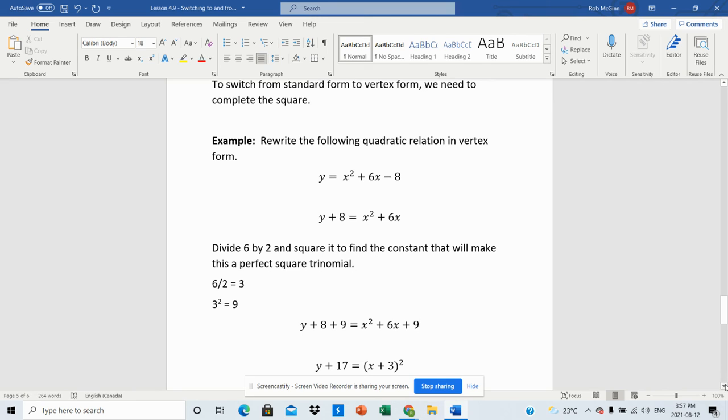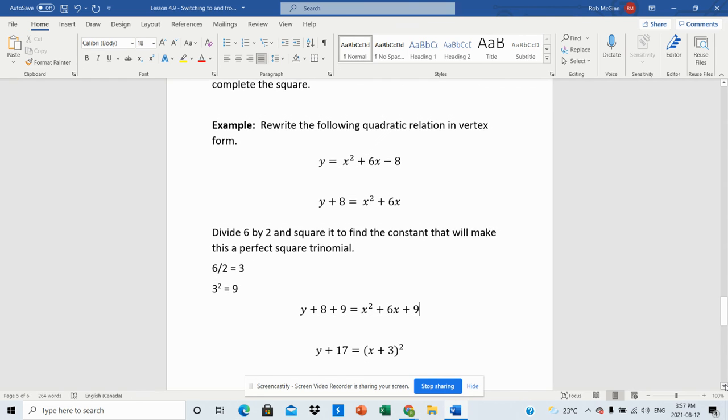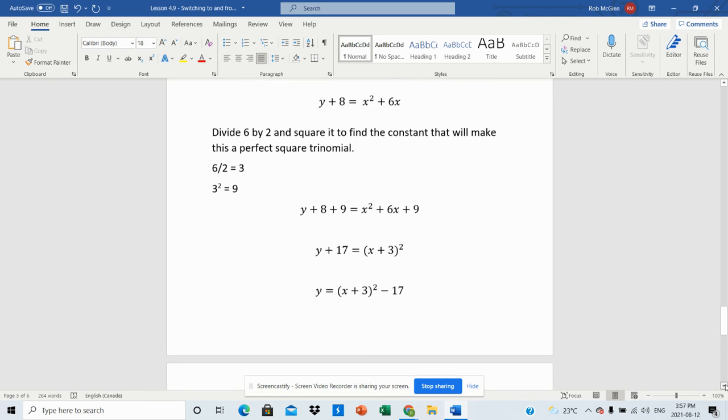So we're almost done at this point. We're almost in vertex form. We just need to bring the 17 back over to the right hand side of the equation. So we'll get y equals (x plus 3) squared minus 17. Now we know our vertex is at (minus 3, minus 17), and we're in vertex form.